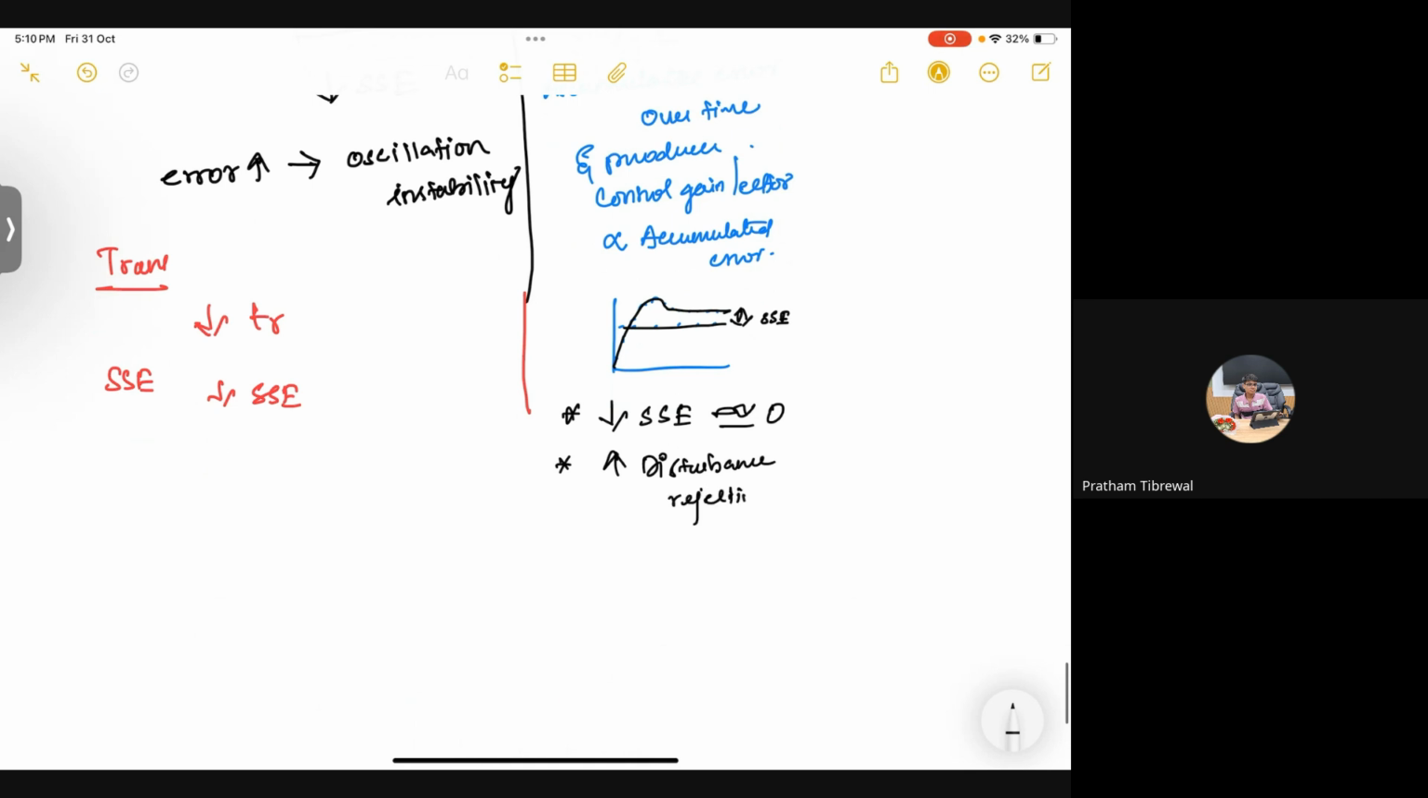It will be able to eliminate whatever effect the disturbance causes in the system. This will be able to eliminate those because, same thing, it accumulates error, and it also accumulates the history of disturbance that happened before, so it generates a control effort accordingly. So it will be able to reject the disturbance properly when compared to other controllers.